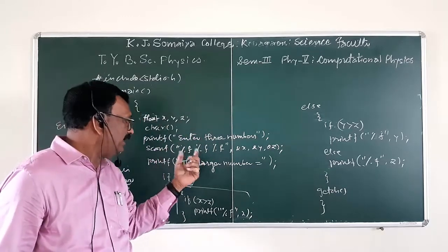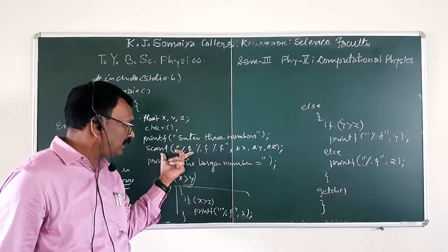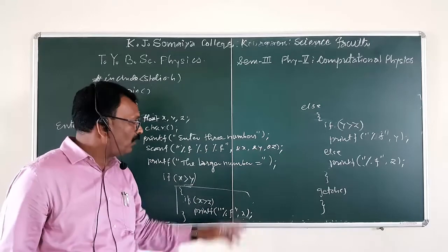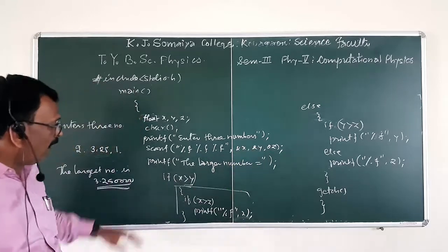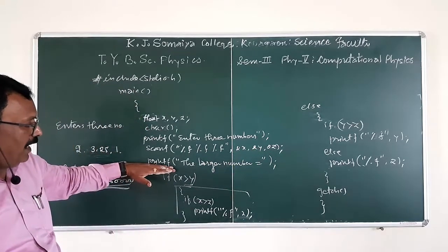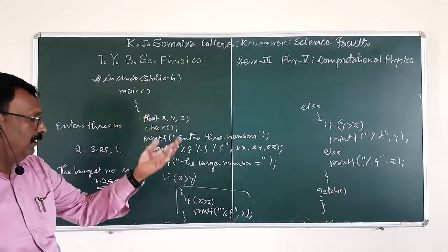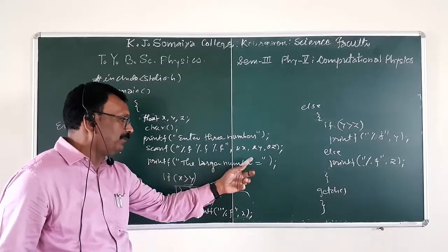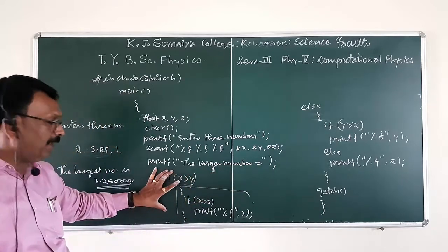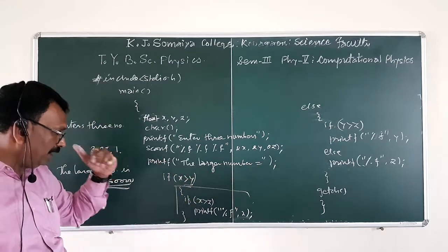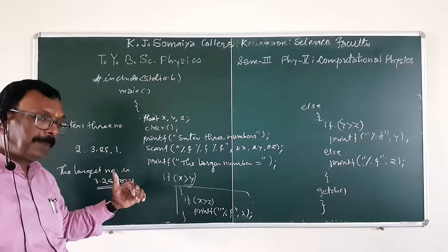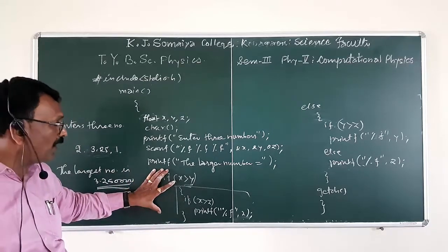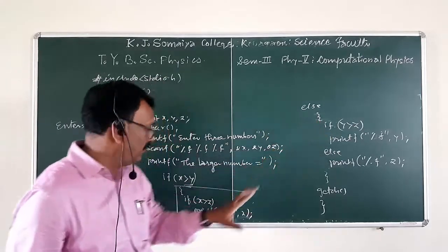The computer reads these numbers with the help of this scanf statement, and these are the address operators of x, y and z. And then the computer has to decide and display the message on the screen, "the largest number is." For this purpose there is a decision making statement, that is, the nested if-else statement. This is the first if-else statement, this is outer and this one is inner.